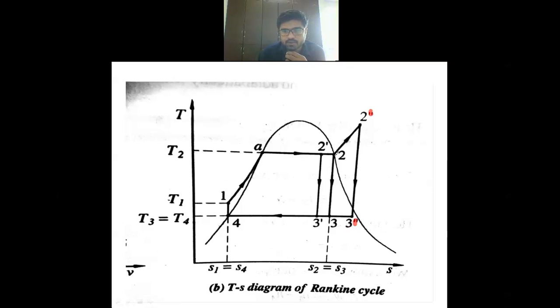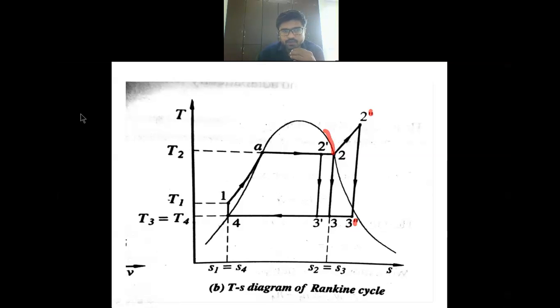So at point 2 we all know that our water is totally converted into steam. But if we continue our heat supply after that conversion, then the temperature increases again and our point becomes 2 dash, 2 double dash. Clear? So this is basically the superheating condition cycle.